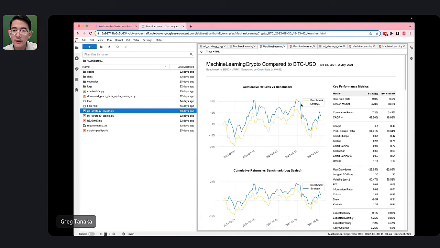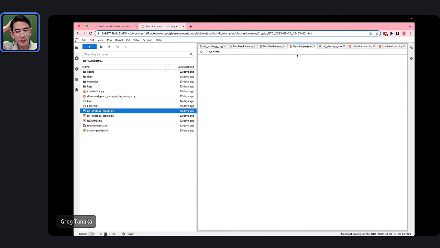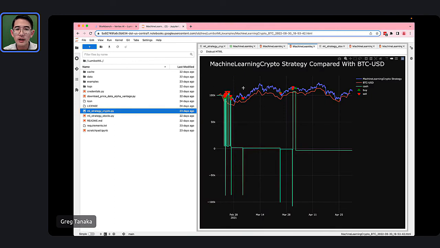The benchmark, which is just Bitcoin, is this yellow line. And then using forecasting, you can see that you can actually beat the buy and hold strategy of Bitcoin, right? And here are the trades that happen. You basically use that forecast model, and here you can see it will buy and sell according to the forecast. So if the prediction says the stock's going to go higher, it will buy, and if it says it's going to go lower, it will sell.